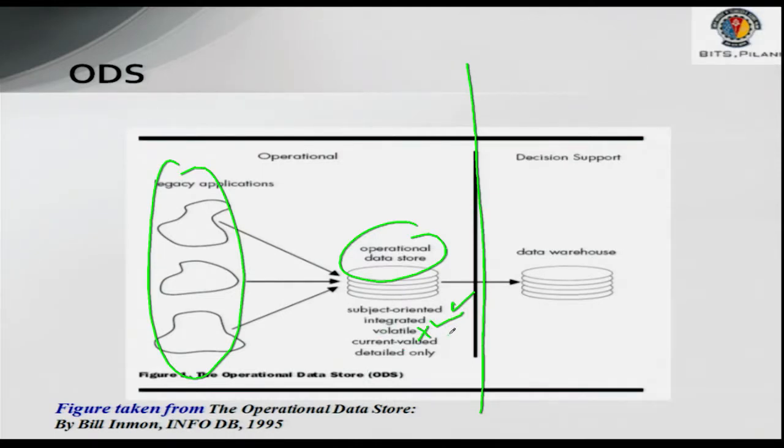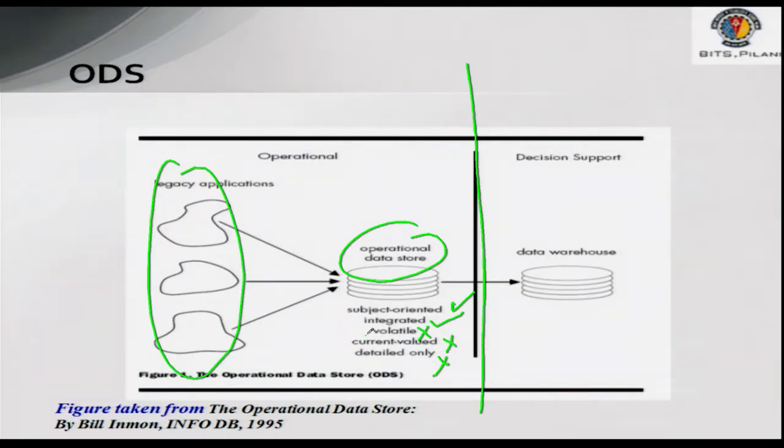So the ticks indicate the similarities, and the crosses indicate the dissimilarities. ODS is current valued, whereas a data warehouse need not be, and detailed, so that is also not necessary in a data warehouse environment. But you can see that there are two characteristics of an ODS that are the same as that of a data warehouse. That is, subject orientation is the same and the integration part is the same.